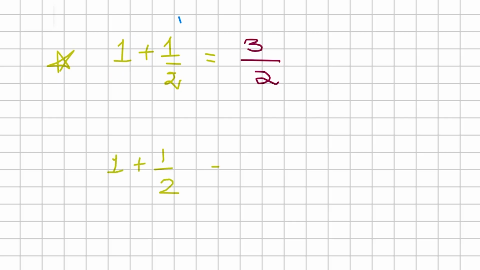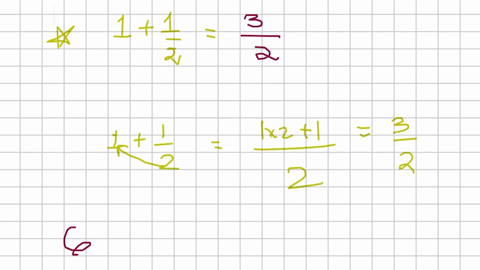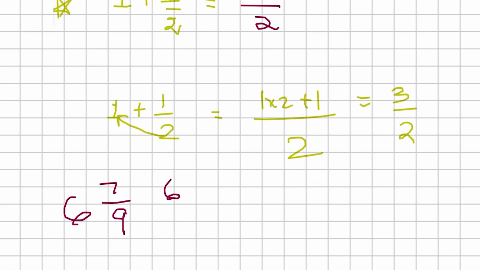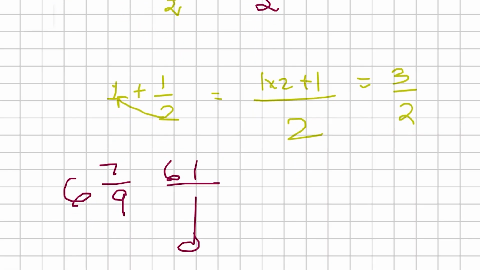1 plus 1 by 2. What happens if you write this? Use the denominator. 2 will be, of course, the denominator, right? So what happens is 1 times 2 plus 1, so 2 plus 1 upon 2 is 3 by 2. So if there's like 6 and 7 over 9, it would be 54 plus 7, which is 61. 61 over 9.